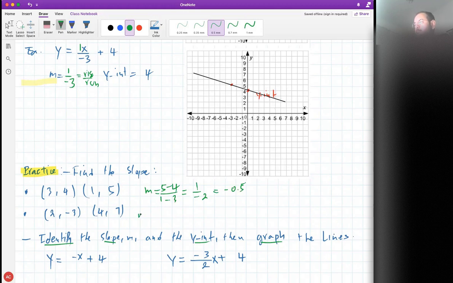For the other one, what do we write? 7 minus negative 3 over 4 minus negative 2. There's always a minus here from the formula, and there's another minus because the number happens to be negative. So 10 over 2, and then 5. So that's a positive slope, so the line goes up from left to right.